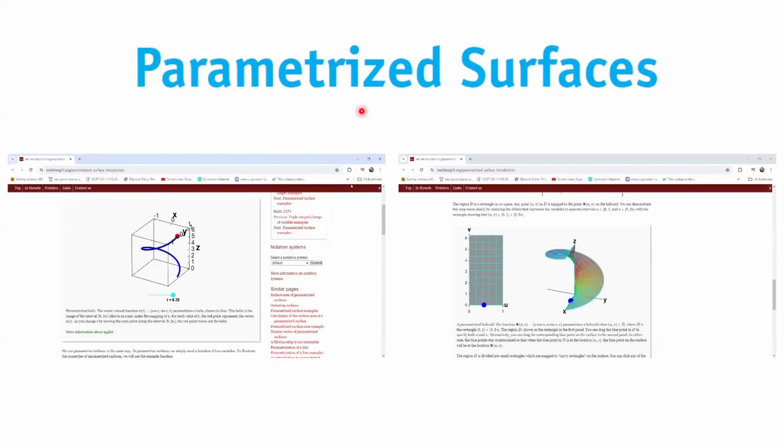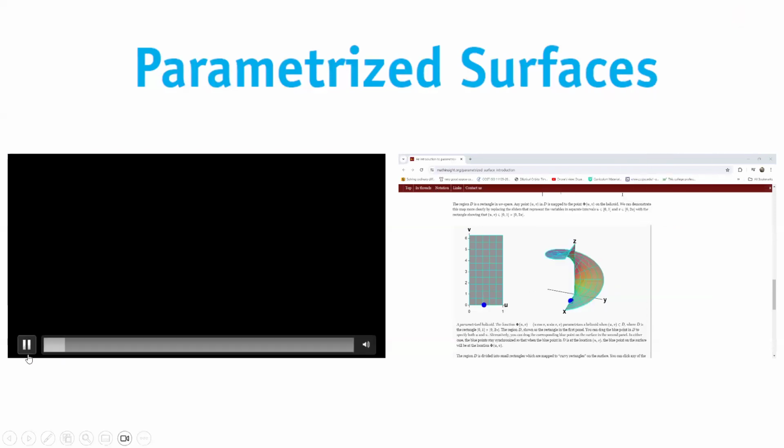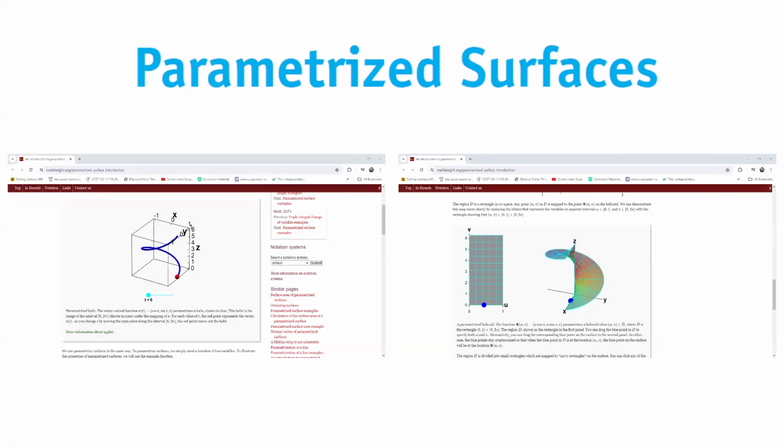We're going to discuss the parameterized surfaces. Why are parameterized surfaces important to us? Let's take a look at two visualizations here. For example, as you can see, the object, as t increases, starts moving along this path. So your x and y depend on t.